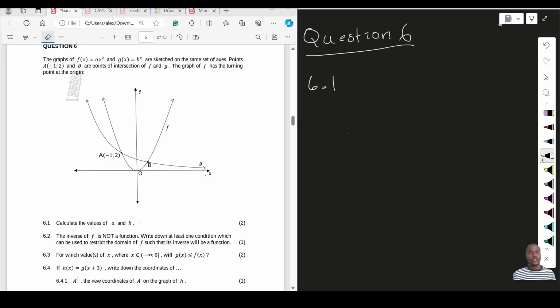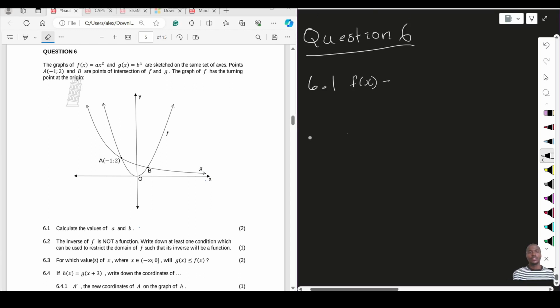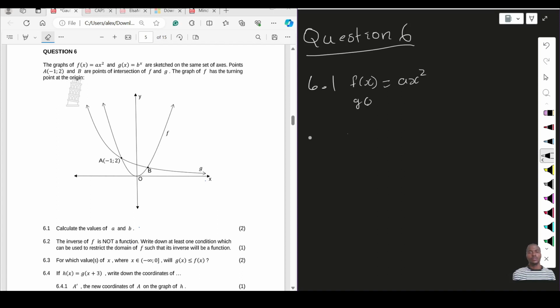Let's do 6.1. So question 6 now says the graph of f of x is equal to ax squared. Then they say g of x is equal to b to the power of x. Remember that this is a parabola and this is what? It's an exponential graph. Why is it an exponential graph? Because the x there is an exponent. Then from there, they say as sketched on the same set of axes.